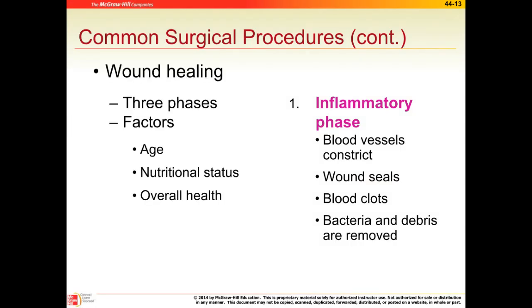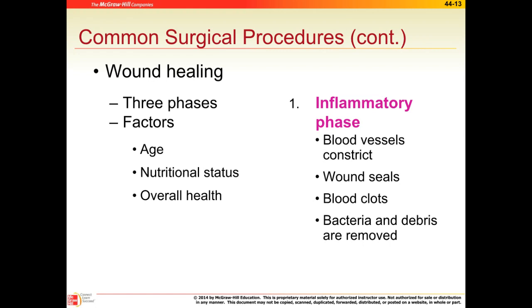So wound healing has 3 phases, and there are factors that influence each one of those phases. Factors that influence all phases of wound healing are age. Really young and really old sometimes have trouble with wound healing, especially our really old. People who have a poor nutritional status, who don't eat enough protein, enough zinc, enough vitamin C, those are very important for wound healing. And then people who have other disease processes like COPD, congestive heart failure, kidney problems, hypertension, diabetes, they all have a hard time with wound healing.